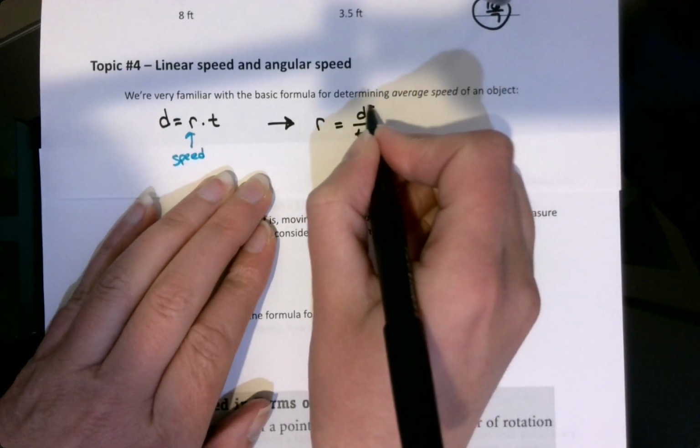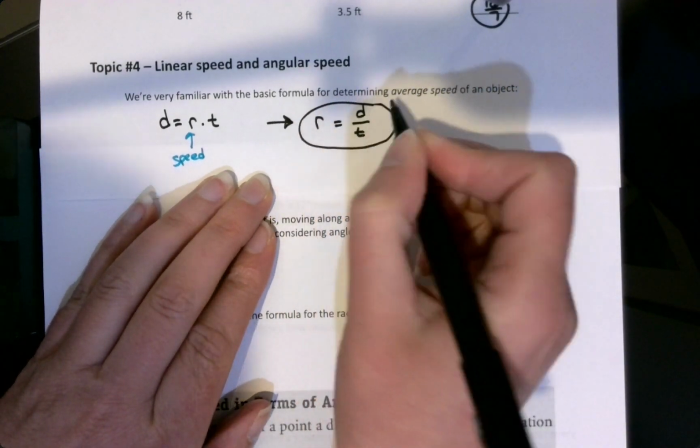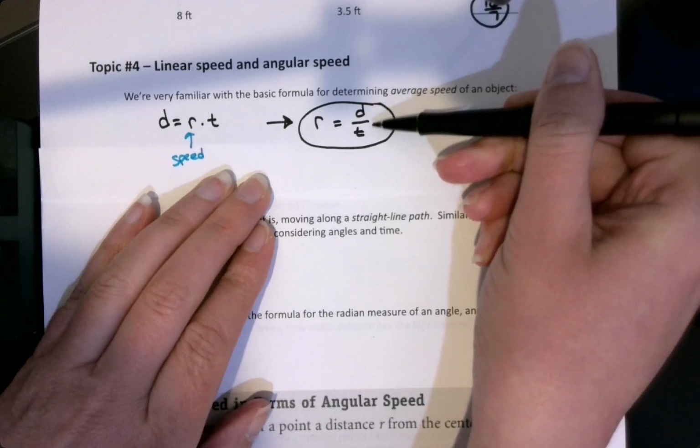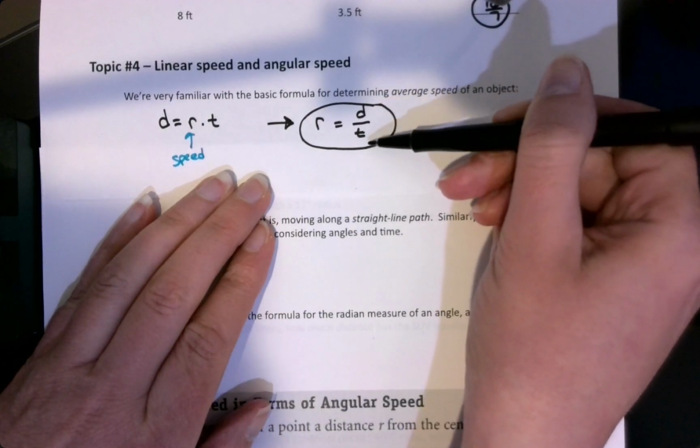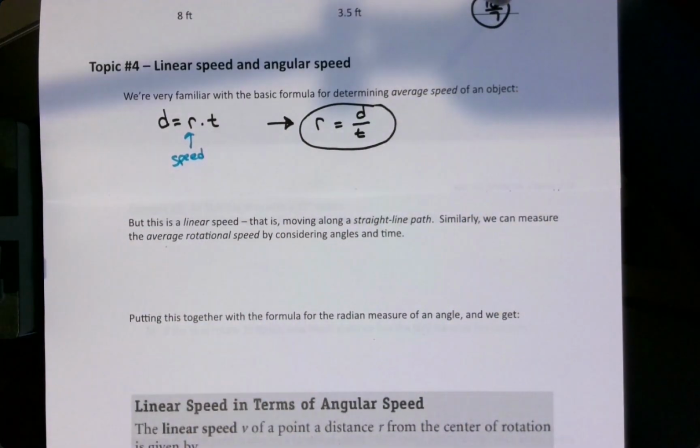And we should be pretty familiar with that formula when we talk about speed. They're measurements of distance divided by time, like miles divided by hours, miles per hour, or feet per second. They're always distance units divided by time units to talk about speed.